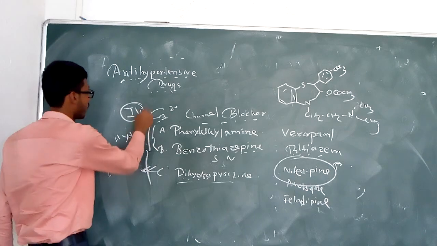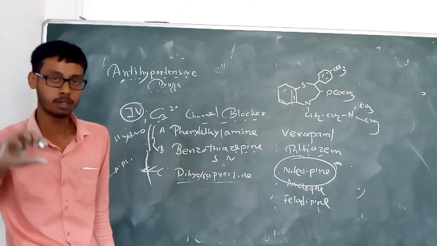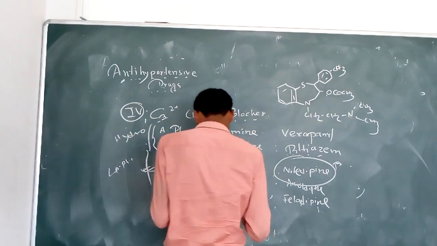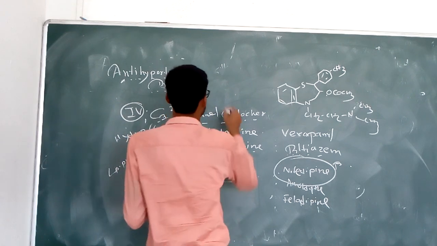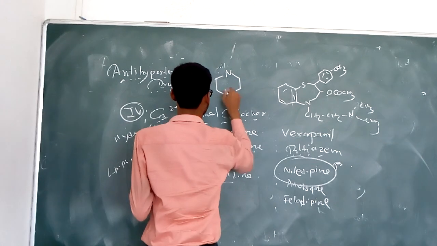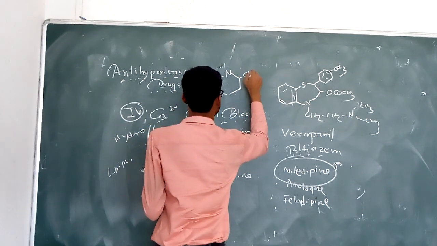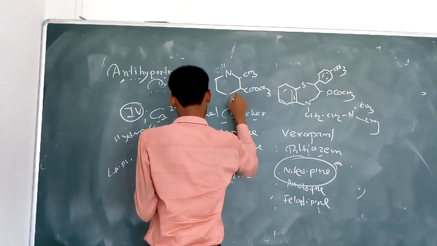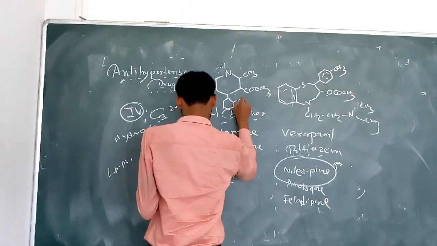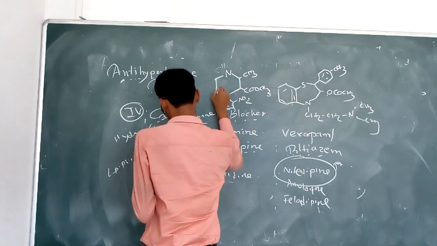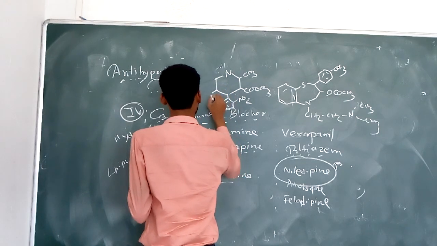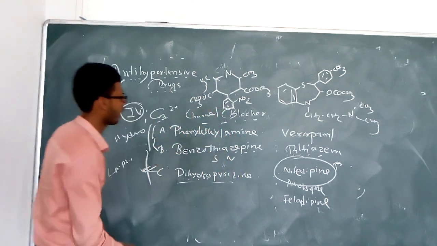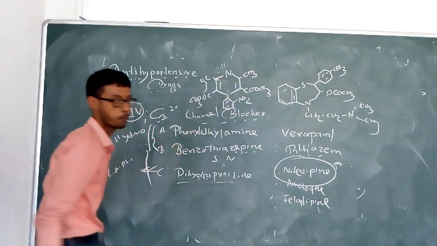So you prepare the calcium channel blocker as a short note. Prepare the classification as I said, the examples, and the structure. The nifedipine structure is like that. That is the structure of nifedipine, dihydropyridine, that is the pyridine ring, and it contains CH3 and COOCH3. At the 5 number position there is COOCH3 and at 6 number CH3, and at position 4 there is orthonitrophenyl. You can say it is dihydropyridine because the 1 and 4 number positions carry dihydrogen.